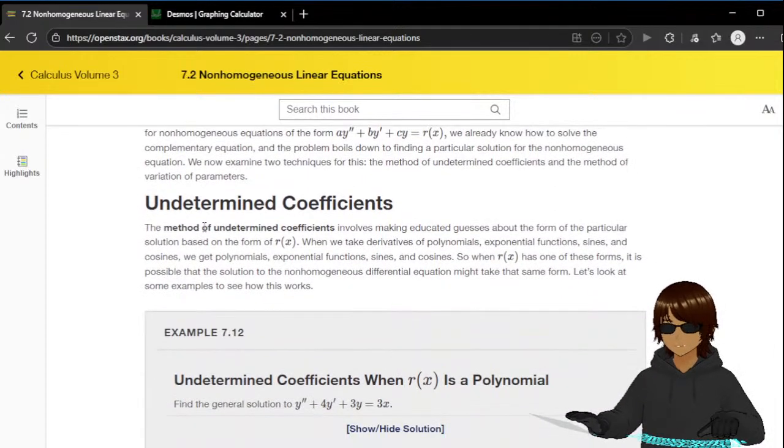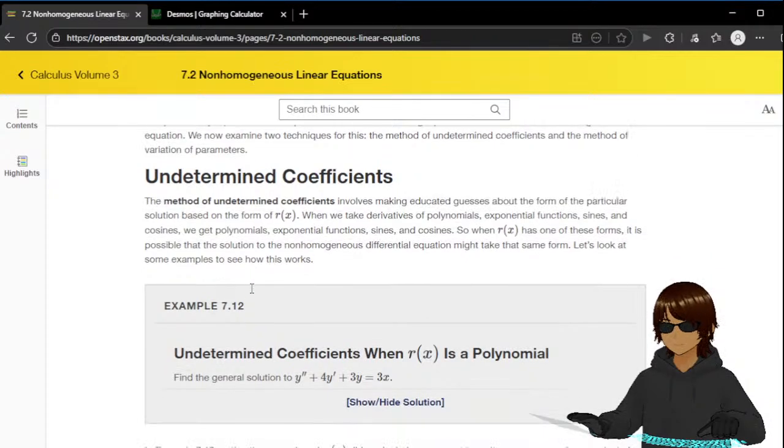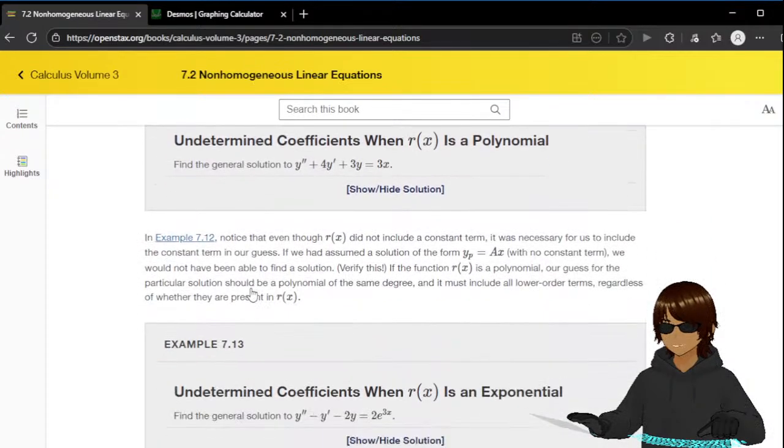The method of undetermined coefficients involves making educated guesses about the form of the particular solution based on the form of R(x). When we take derivatives of polynomials, exponential functions, sines, and cosines, we get polynomials, exponential functions, sines, and cosines. So when R(x) has one of these forms, it is possible that the solution to the non-homogeneous differential equation might take that same form. Let's look at some examples to see how this works.